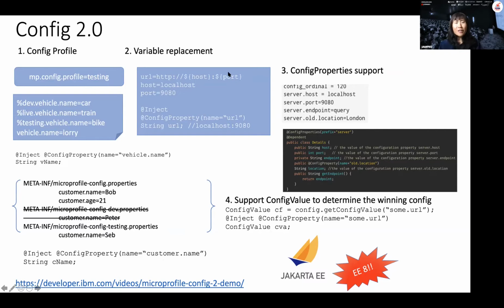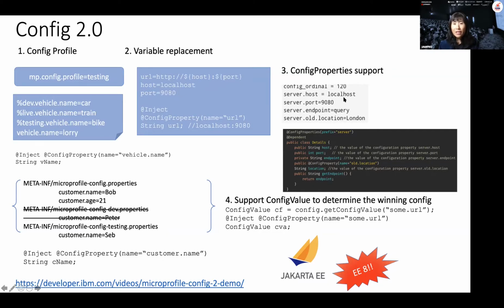The other thing is that you can use variable replacement. Basically, in the config property, you can refer to other configs. So the URL will be localhost:9080.